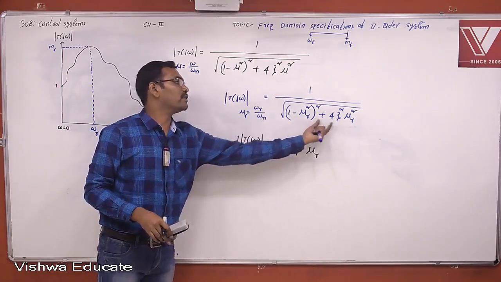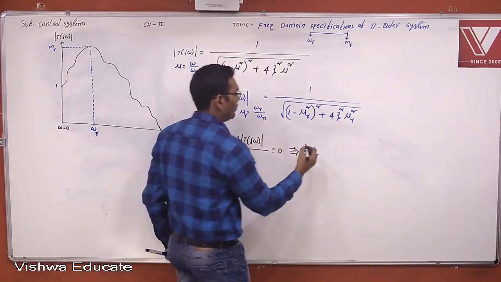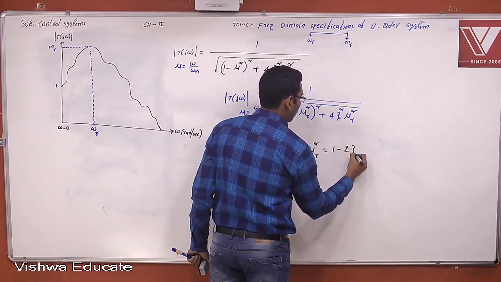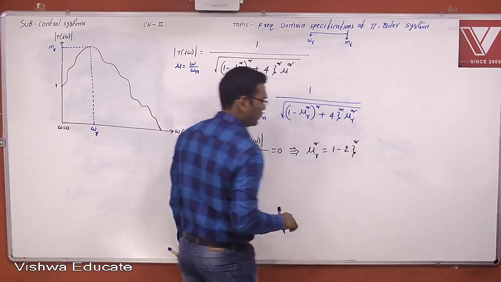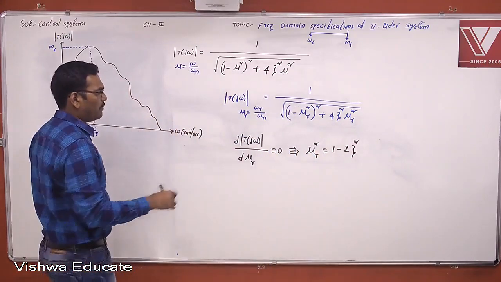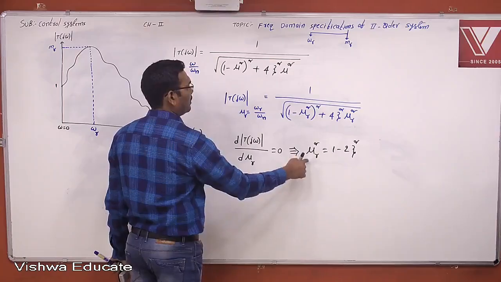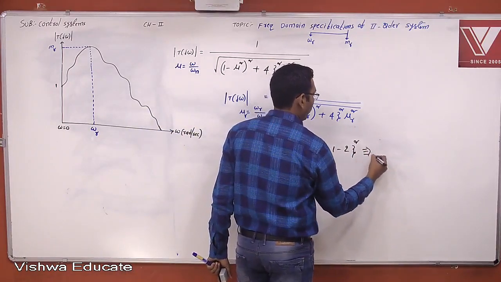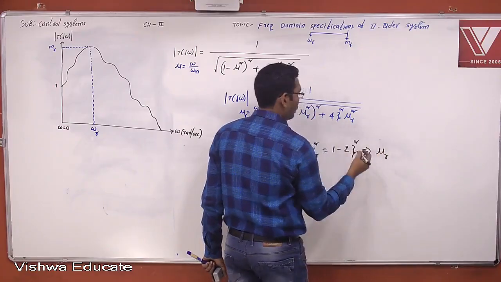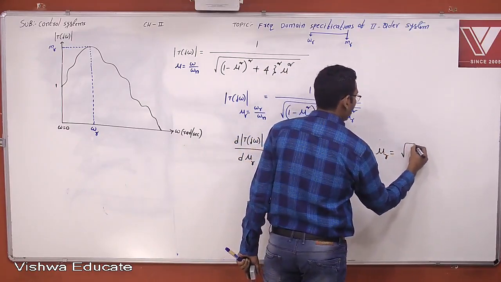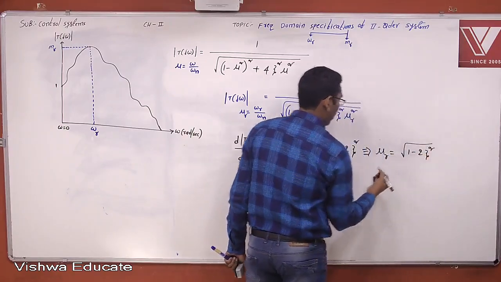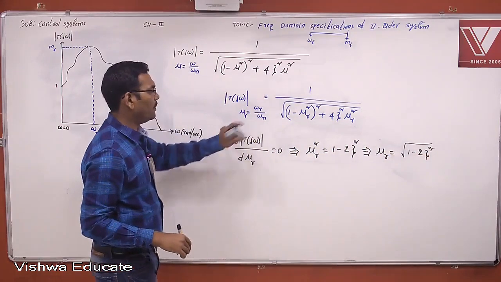Again you do the derivation part of this and you can get mu r square, which is equal to 1 minus 2 zeta square. You can get this answer. Okay. So after doing this derivation part, you can get mu r square as this one. So from here I can write what mu r square is. What is mu r? Mu r is nothing but square root of 1 minus 2 zeta square. What is mu r? Mu r is nothing but omega r by omega n.